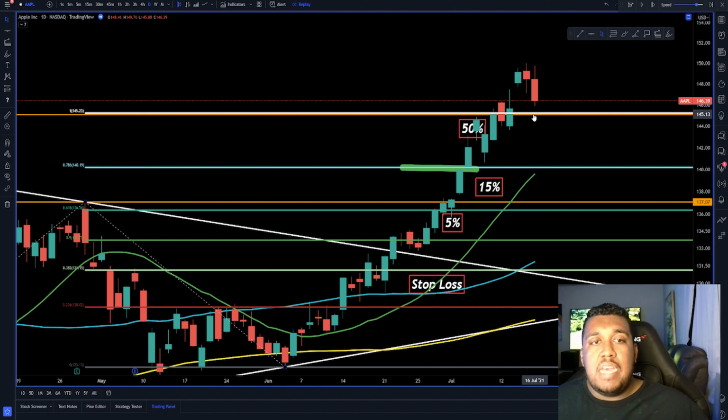So if we do tank back down after reaching our goal of 1, right? This way your stop loss is right here. So if we break down below it, you sell the rest of your position, which happens to be the last 30%, or you can place it down here for the last 30%. It's really up to you.